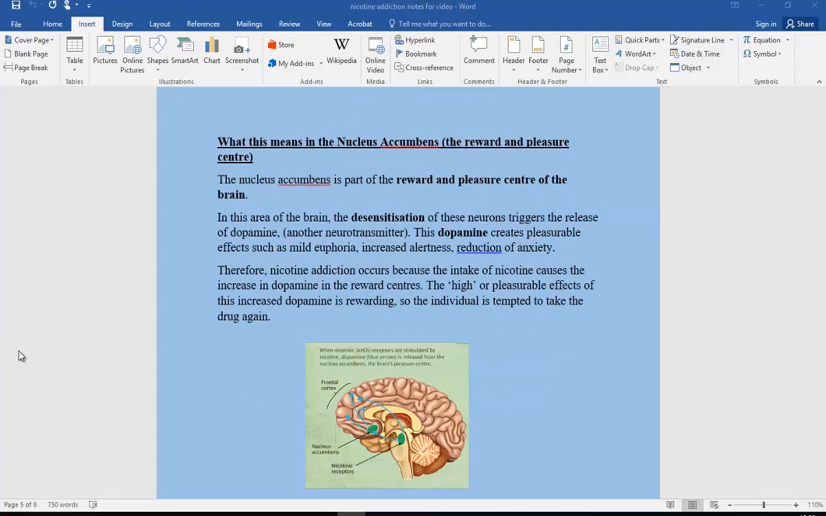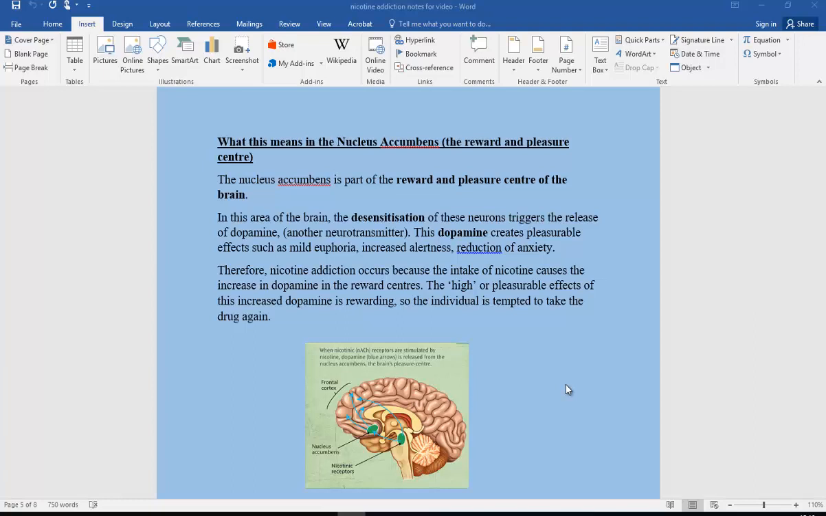So how does this get involved with addiction? Why is this relevant to addiction? Well, it ties up with an area of the brain called the nucleus accumbens, which is linked with our reward and pleasure center. In this area of the brain, the desensitization of these neurons triggers the release of dopamine, another neurotransmitter. And it's dopamine that creates pleasurable effects like mild euphoria, a feeling of increased alertness, and a reduction in anxiety. So desensitization causes a release of more dopamine in the brain.